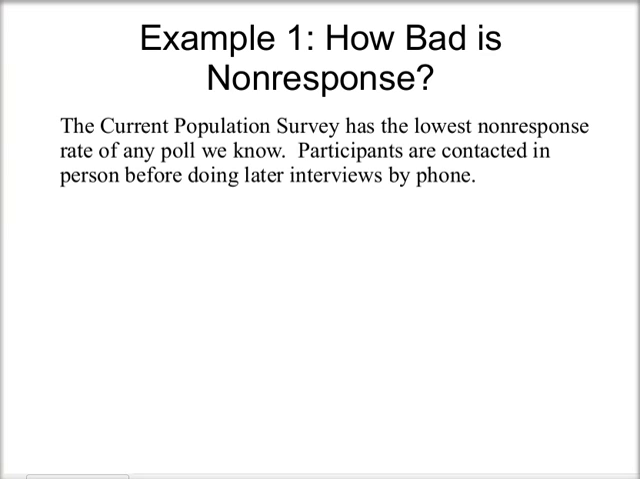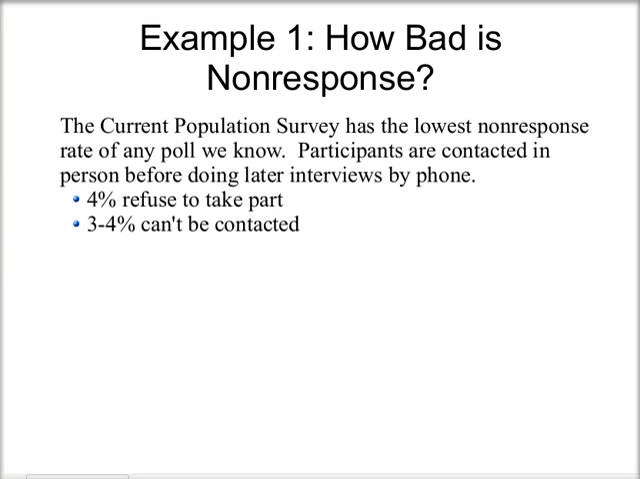Let's look at an example of how bad non-response can be. So the Current Population Survey has the lowest non-response rate of any poll we know. Participants are contacted in person before doing later interviews by phone, and this helps reduce the number of non-responses. But even with these precautions, 4% of people refuse to take part, and 3 to 4% can't be contacted. So that gives us a non-response rate of 7 to 8%, and that's the best and lowest non-response rate that we know of. The non-response rates can be much higher than this.